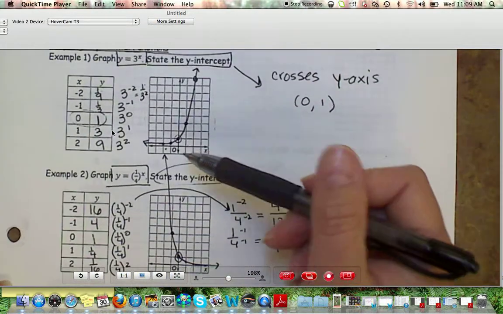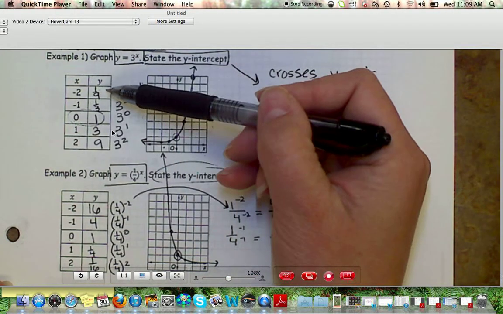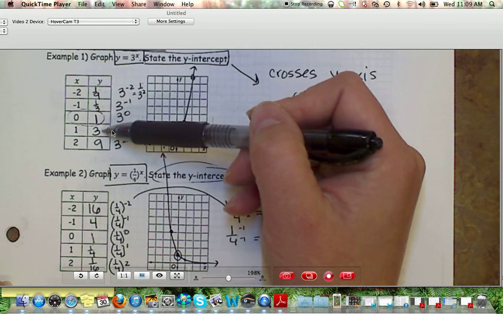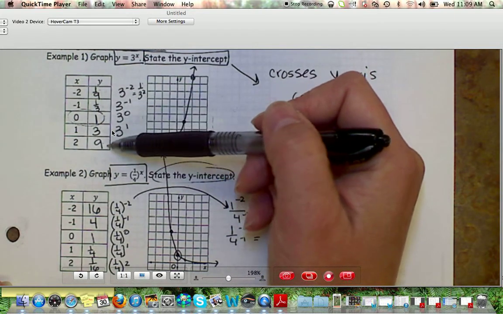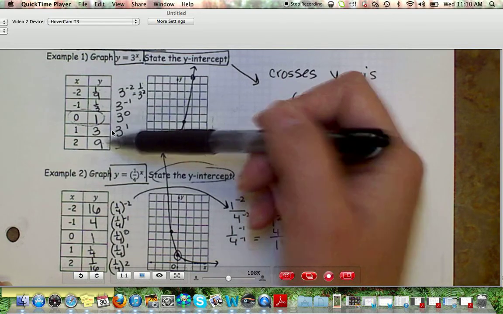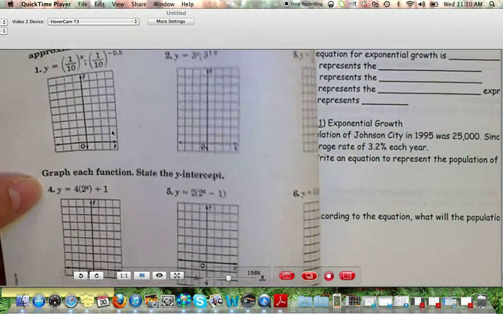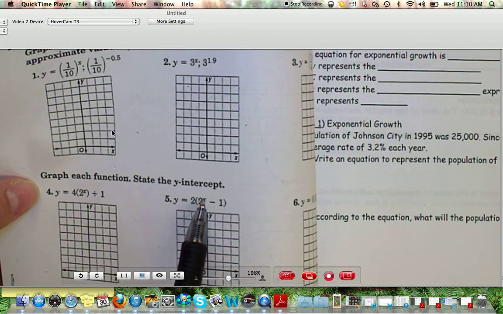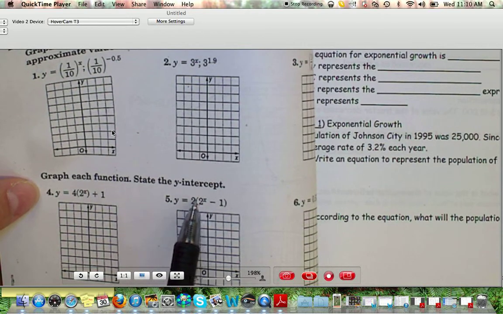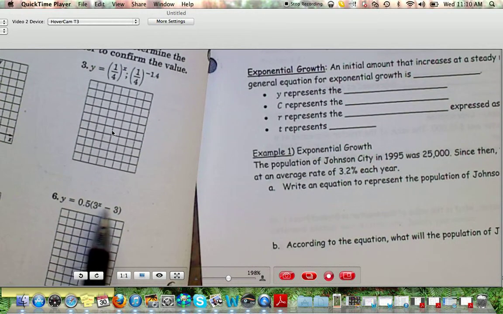If this were 3 to the x plus 1, you would just add 1 to each of these answers. Okay, so it would be 1 1/9, 1 1/3, 2, 4, 10. Okay, getting back here. So just follow what it says. So here you would raise it to the exponent, then subtract 1, and whatever you get there, then you multiply it by 2. So I did the most basic ones, but you're really just following the order of operations.